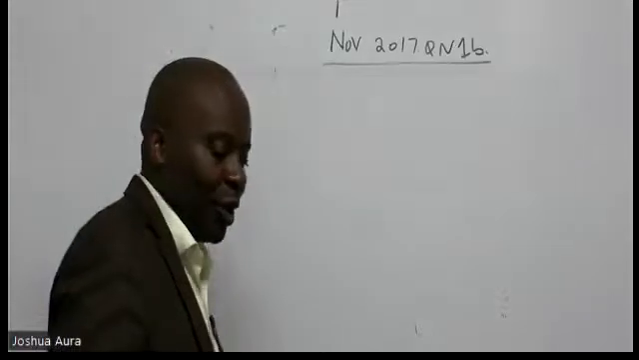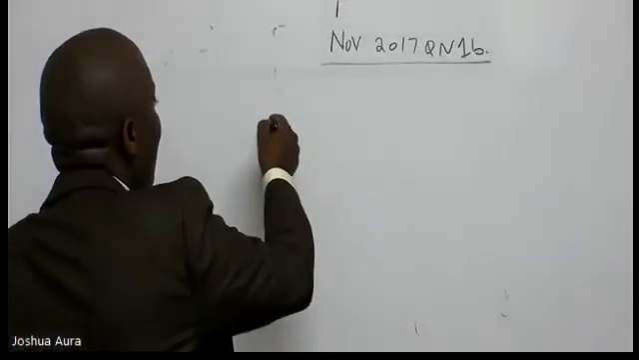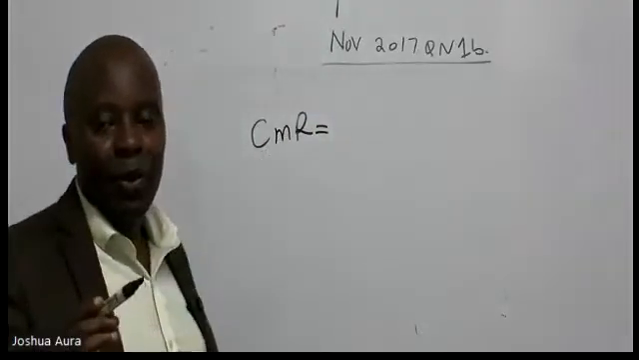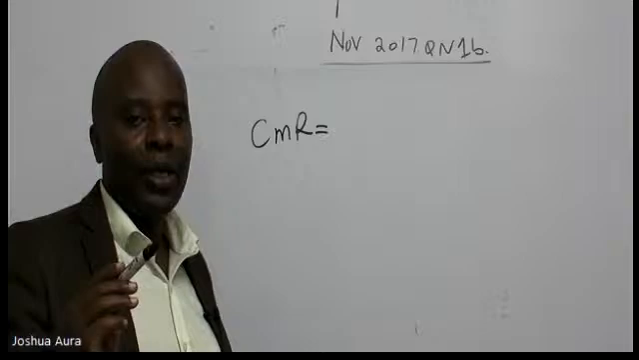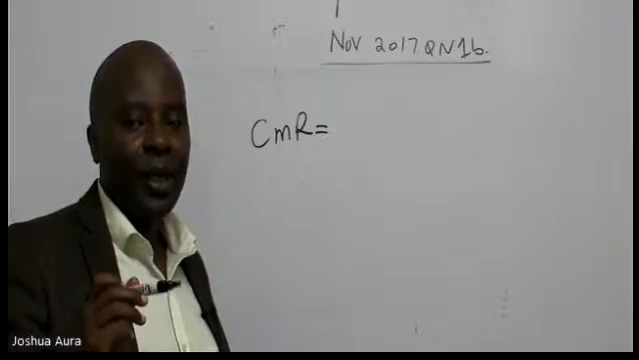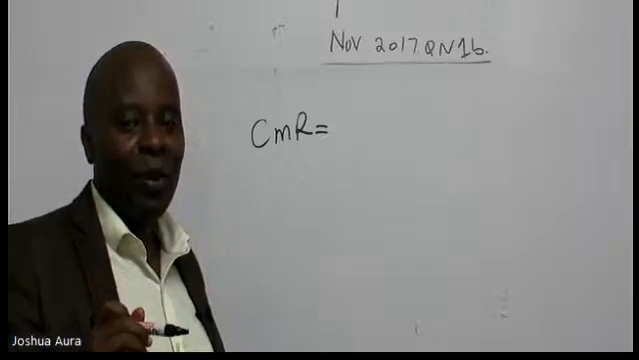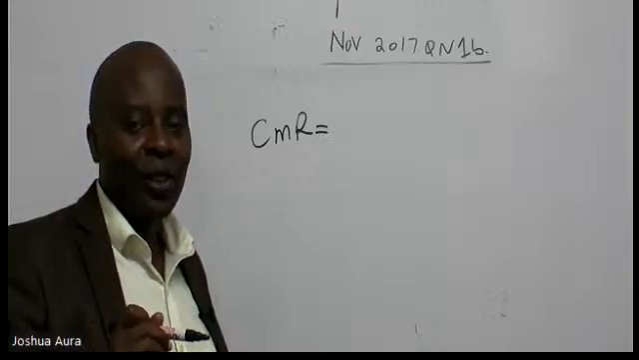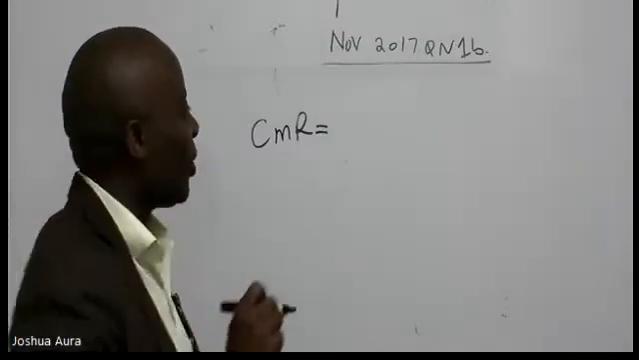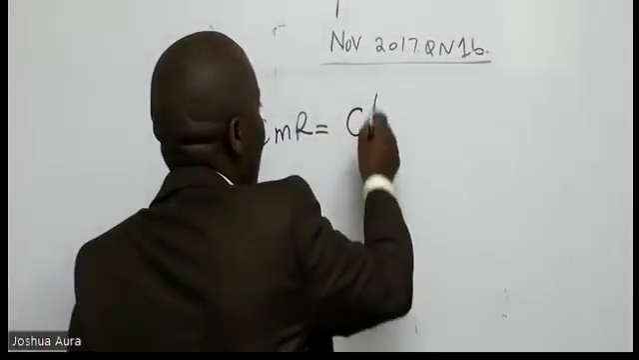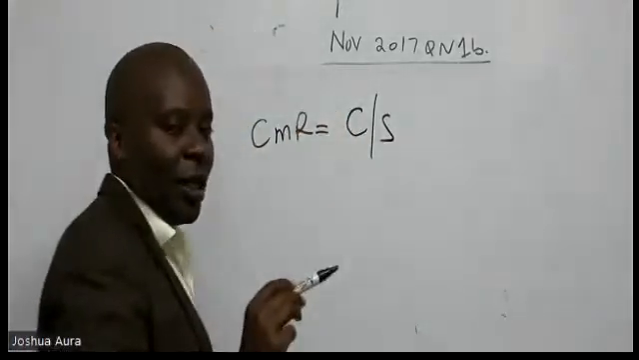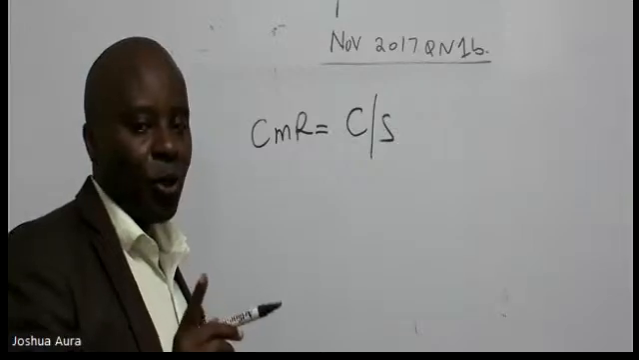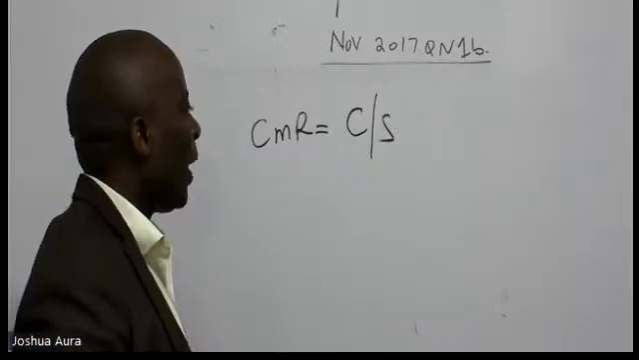What they wanted me to do in this question is to remember the formula of contribution margin ratio. Is there anybody who is able to remember the formula of contribution margin ratio? Remember, contribution margin ratio is also known as what here? C over S ratio. It is also known as C over S ratio. Contributions to sales ratio. And how do we get it?